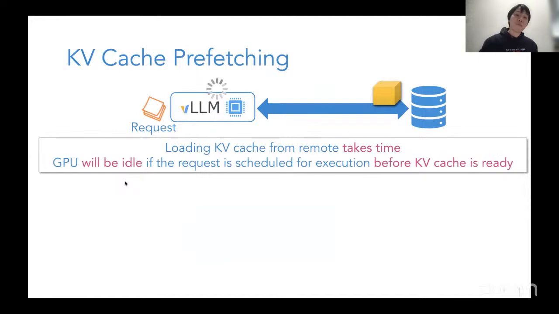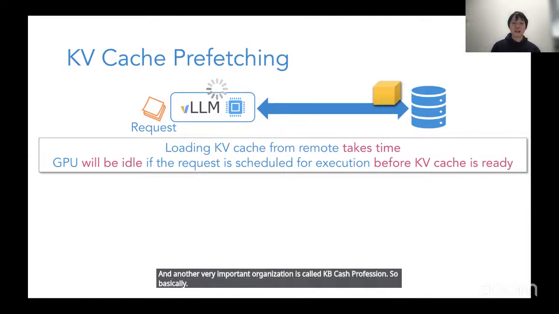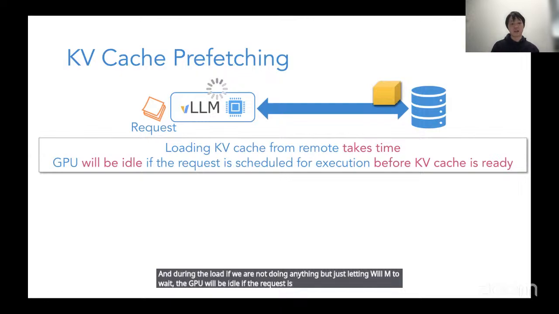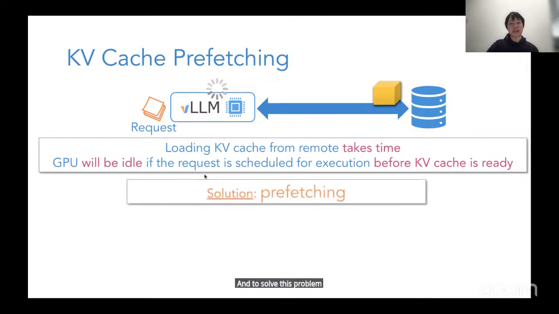Another very important optimization is called KV cache prefetching. Our insight is that the KV cache itself is very big. It can be several gigabytes or even tens of gigabytes, and loading the KV cache from remote takes a lot of time. During the load, if we do nothing but let vLLM wait, the GPU will be idle and the GPU utilization will be pretty low. To solve this problem, we use KV cache prefetching.